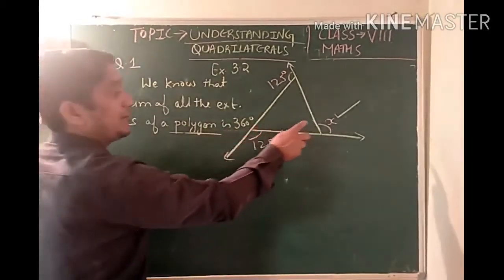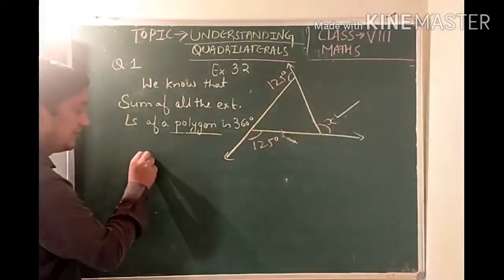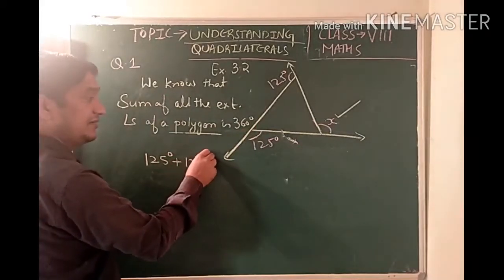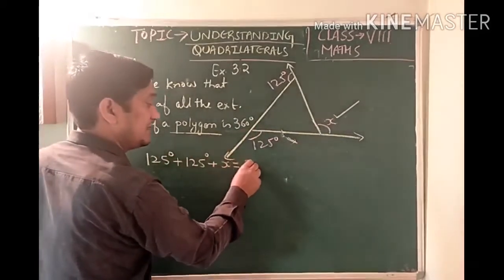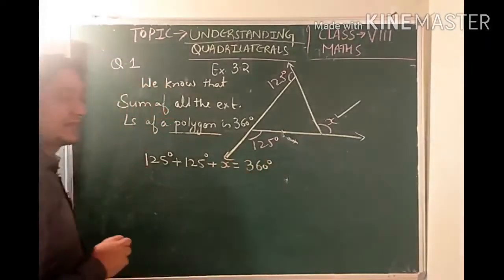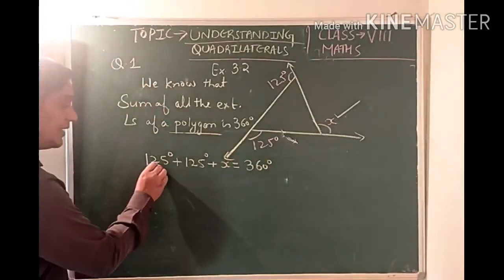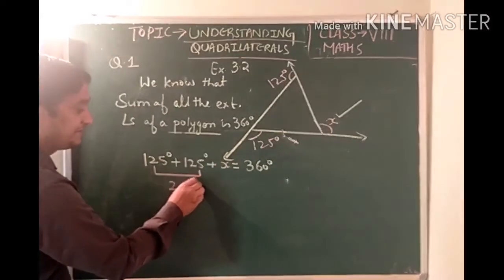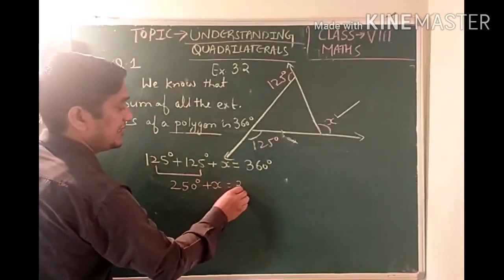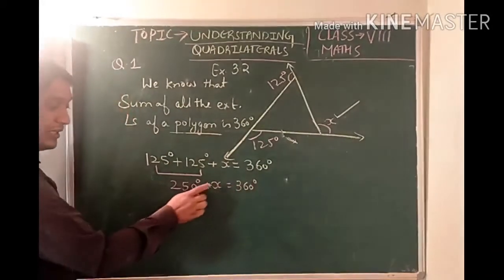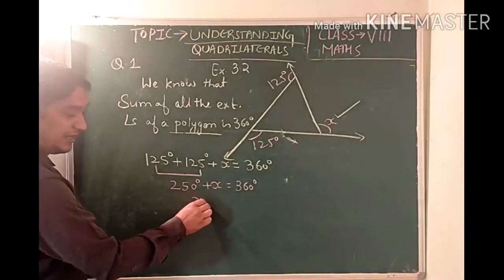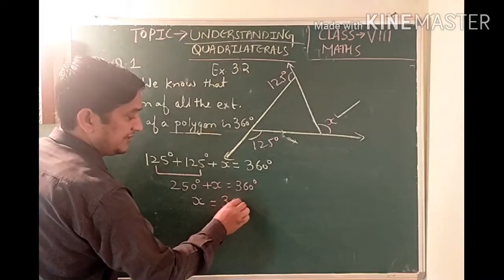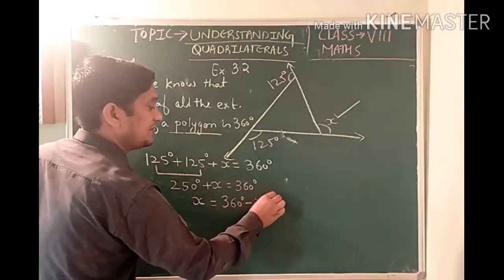Now children, we will add all these exterior angles. We get 125 degrees plus 125 degrees plus x. The sum is 360 degrees. So we add 125 and 125. It becomes 250 degrees plus x is equal to 360 degrees. Now if we want to find the value of x, I am going to shift this 250 to the right hand side: 360 degrees minus 250 degrees.